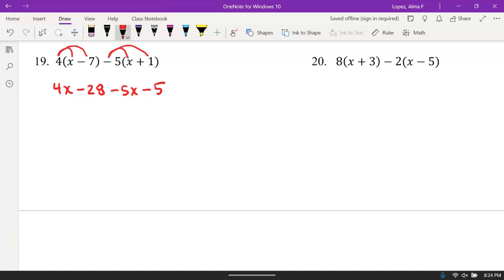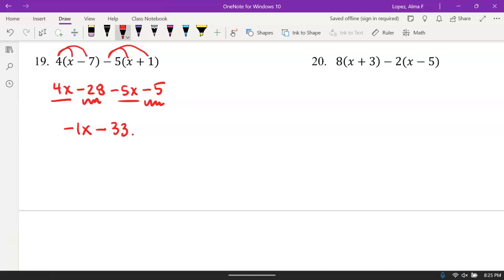Now here's where our like terms comes into play. I have two x terms. I'm going to combine those. 4x's and negative 5x's. You really just add the numbers out in front. It's going to be a negative 1x. You can write it as negative x or negative 1x. Either way is correct. Now I have a negative 28 and a negative 5. When I add two negative numbers together, I'm going to get a negative. 28 and 5 make 33. And we're done.